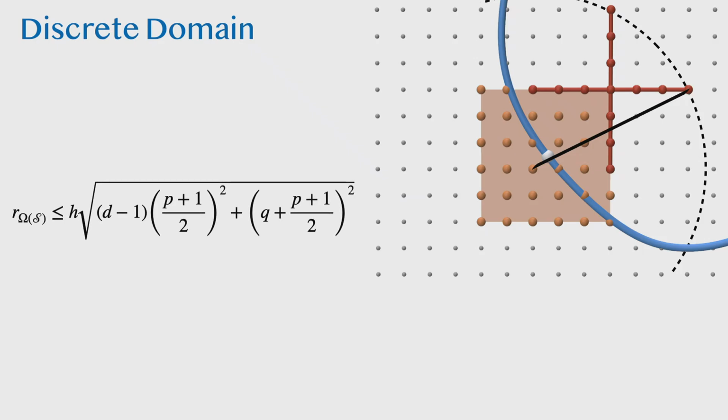If you work out the geometry there, you get this equation. So you have the grid spacing, h, and the dimension of the embedding space, d, which in this example is just 2. Then p is the interpolation degree of the interpolation polynomial you're using, so it's the number of spaces in one dimension of your stencil. And q is the number of spaces from the center of your finite difference stencil.